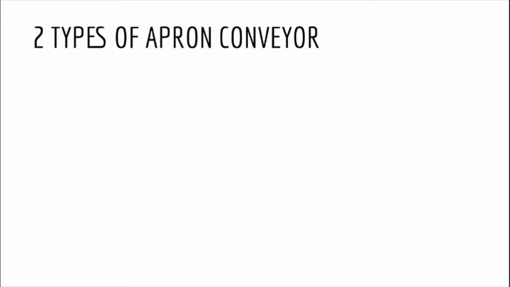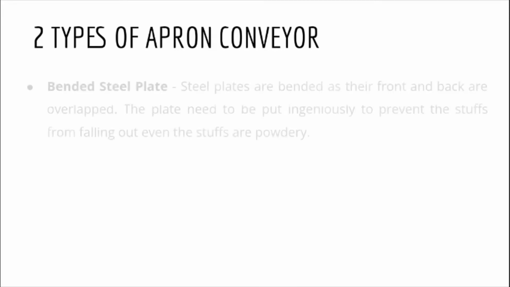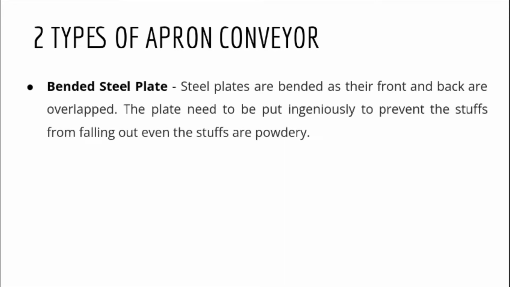There are two types of apron conveyor. First, we have bended steel plate. Steel plates are bended so their front and back are overlapped. The plates need to be put together ingeniously to prevent the stuff from falling out, even if the stuff is powdery.